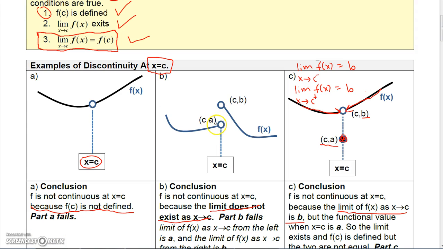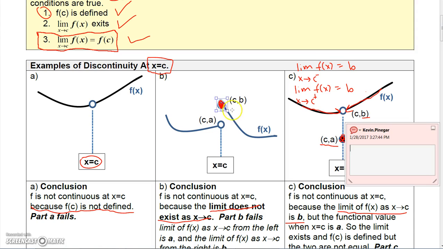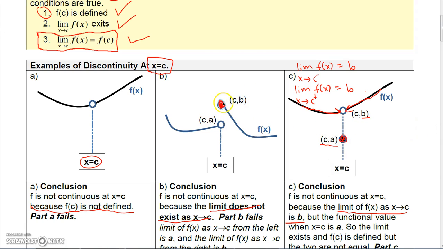I wanted to go back to this one and just make a note. I removed this right here, so now the function does not exist. So here, if both of these are open, then the function does not exist at c, so it fails the test immediately. And even if both of these had been colored in, well, you couldn't color in both of them because then it wouldn't be a function. But if either this one is colored in or, say, that one is colored in, it doesn't matter which one, then the limit does not exist. So, therefore, the function would not be continuous at c. So there are several different examples we could show you there.